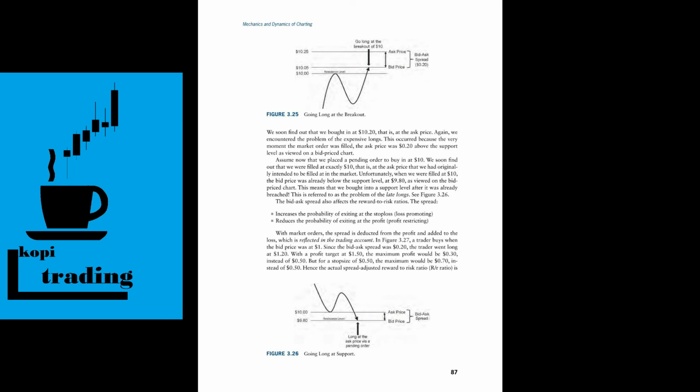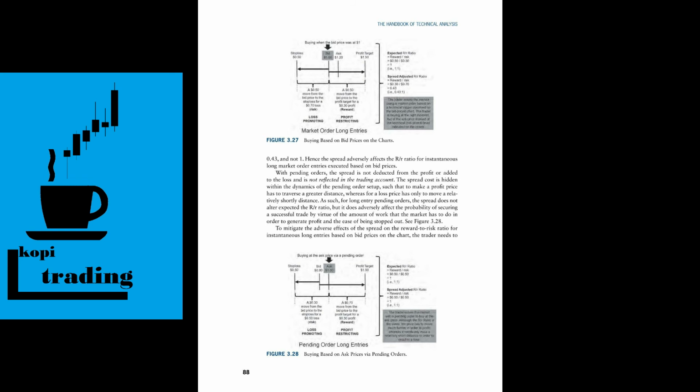Hence the actual spread-adjusted reward-to-risk ratio, RR ratio, is, for figure 3.26, going long at support, 0.87, and for figure 3.27, buying based on bid prices on the charts, 0.43, and not 1. Hence the spread adversely affects the RR ratio for instantaneous long market order entries executed based on bid prices. With pending orders, the spread is not deducted from the profit or added to the loss and is not reflected in the trading account.